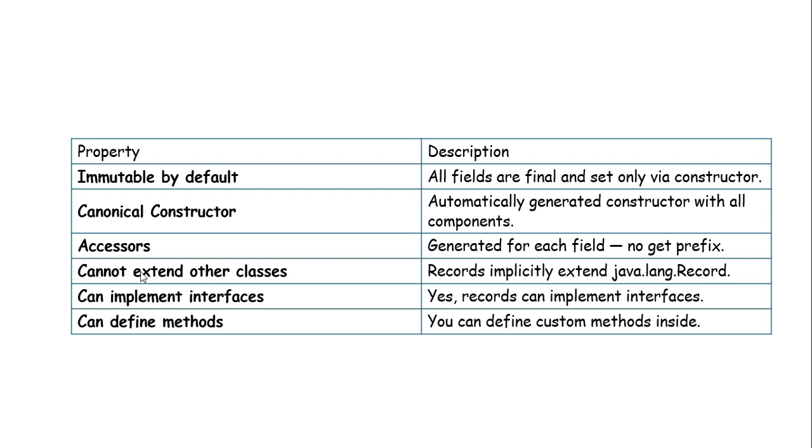You cannot extend any other class, since records implicitly extend the Java underlying Record class. So you cannot extend any other class with it. You can use records to implement other interfaces, and also you can define custom methods inside. We'll see all these things using the code example.